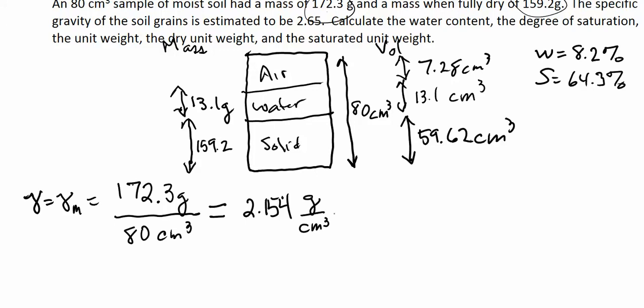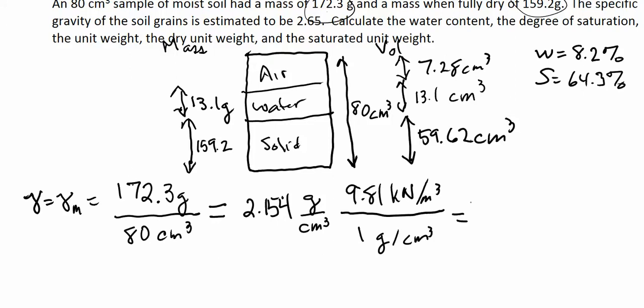But that's a density, that's not a unit weight. If we want to convert to unit weight, we can just use the conversion factor that we know to be 1 gram per cubic centimeter of water is equal to 9.81 kilonewtons per cubic meter, and all we need to do then is multiply. Now our units are in kilonewtons per cubic meter, and I got a moist unit weight equal to 21.1 kilonewtons per cubic meter.